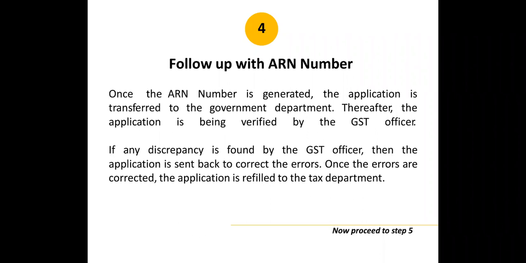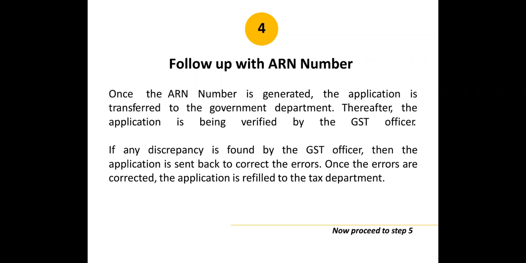They will not directly reject the application. What they do is, you will get a mail that these are the things which are not correct, these are the things which need to be changed. So the officer will send you a mail. Once the errors are corrected, the application is refiled to the tax department. So once all errors you have corrected and finally you think that now the application is perfect, now I can again send it to the GST department.